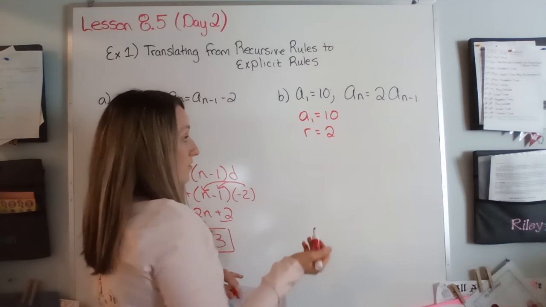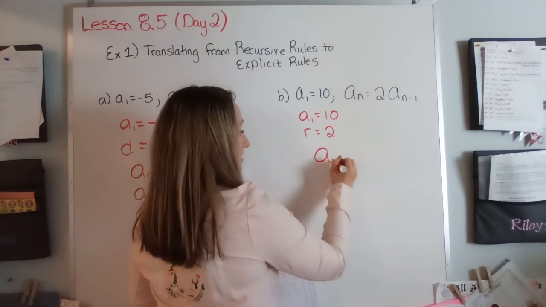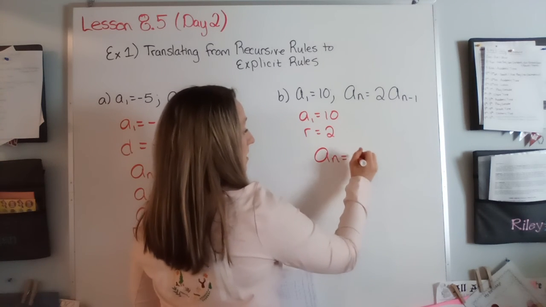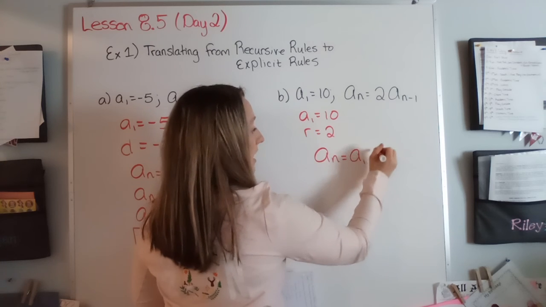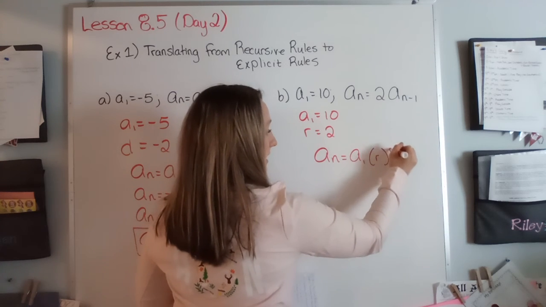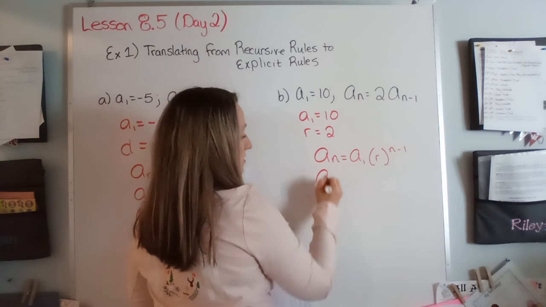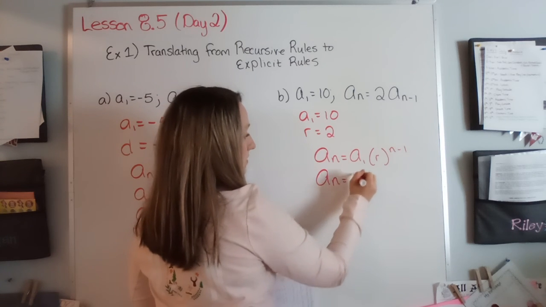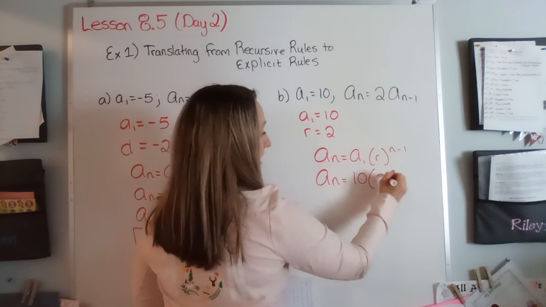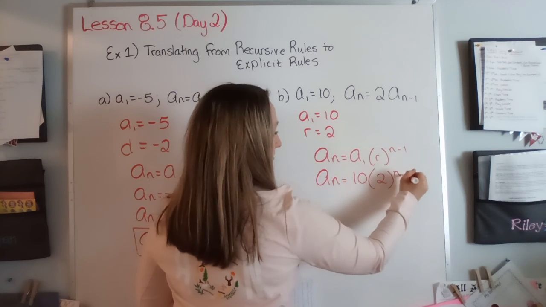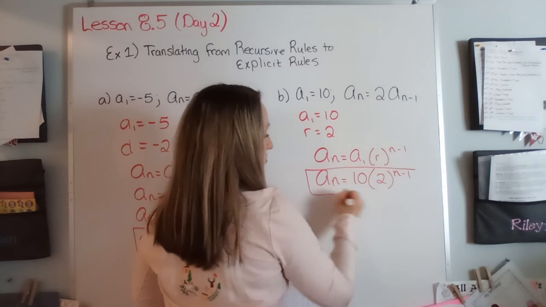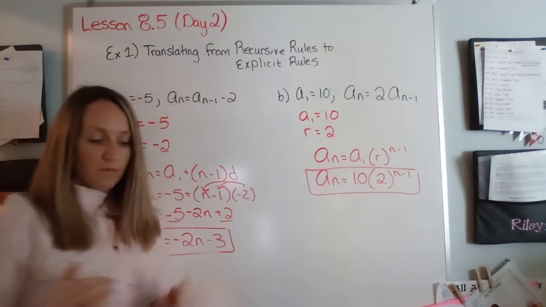That's the only information you need in order to write your explicit rule for geometric. And then you need to remember the form. A sub n equals a sub 1 times r raised to the n minus 1. Substitute in a sub 1 and r, so a sub n equals 10 times 2 raised to the n minus 1. And that is your explicit rule, okay?